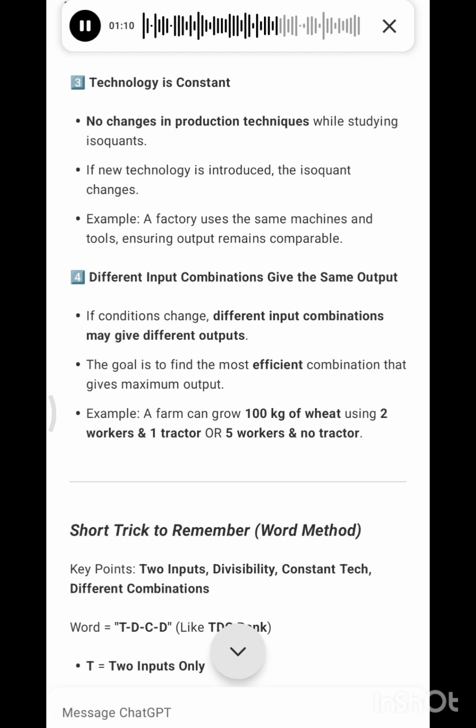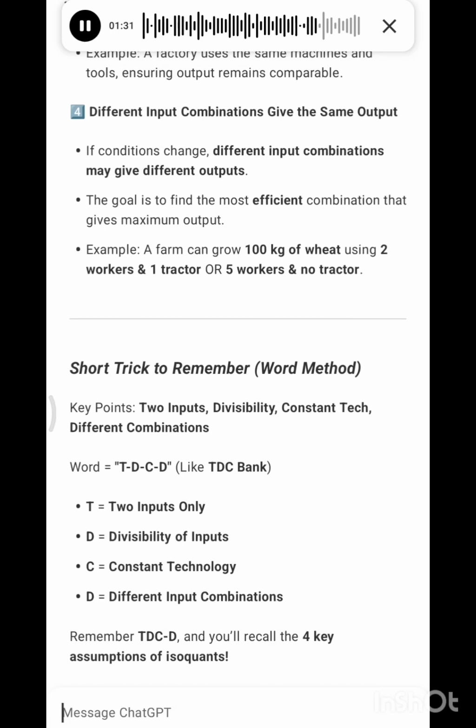4. Different input combinations give the same output. If conditions change, different input combinations may give different outputs. The goal is to find the most efficient combination that gives maximum output. Example: a farm can grow 100 kilograms of wheat using 2 workers and 1 tractor, or 5 workers and no tractor. Short trick to remember: word method.